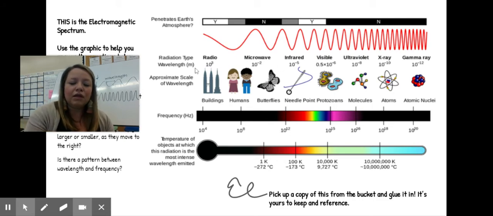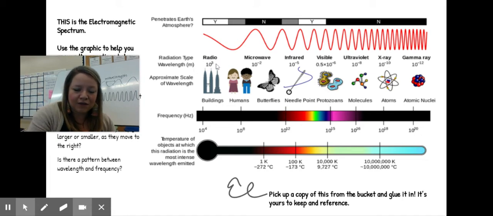So the last thing that I'll say is EM waves have a very specific wavelength and frequency. If a wave has a specific wavelength and frequency, it is only that particular kind of EM radiation. So for radio waves, for example, if the wavelength was 10 to the 3rd power and the frequency was 10 to the 4th power, then it would be a radio wave and not a visible wave, and we wouldn't be able to see it.